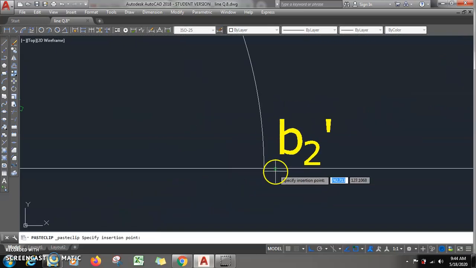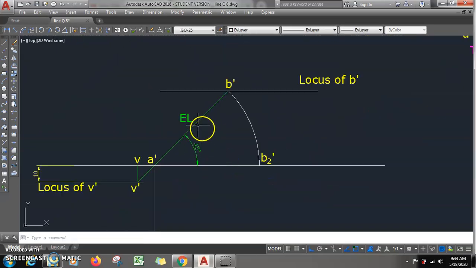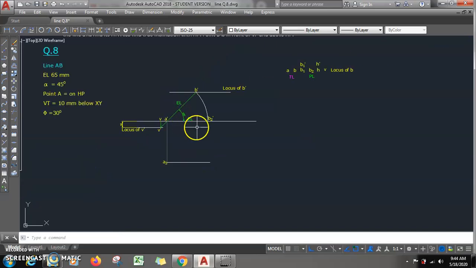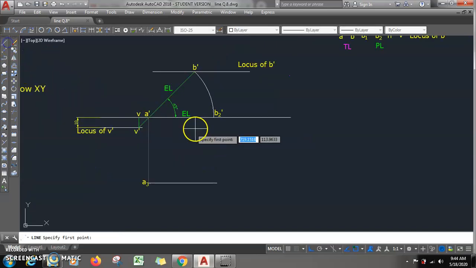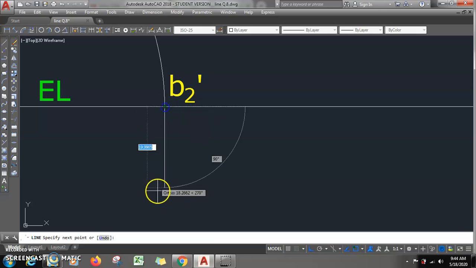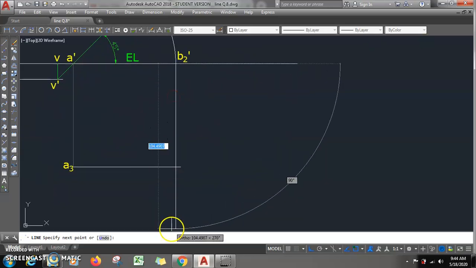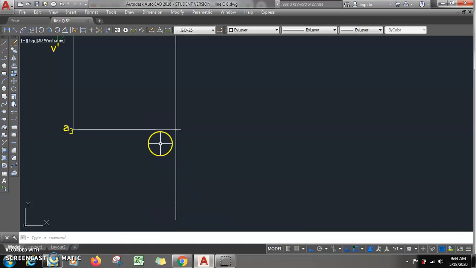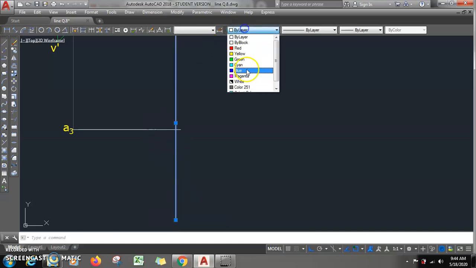This point is called B2 dash. And this length is what? This length is the elevation length. And from this B2 dash, we will have a long vertical line there. Okay. Long vertical line. This thing I will show by projector.